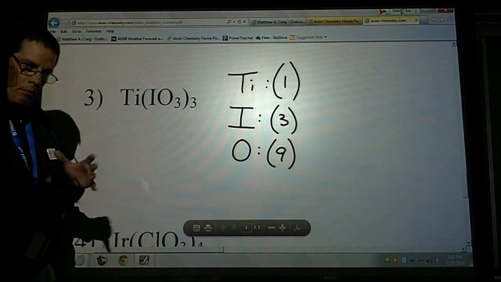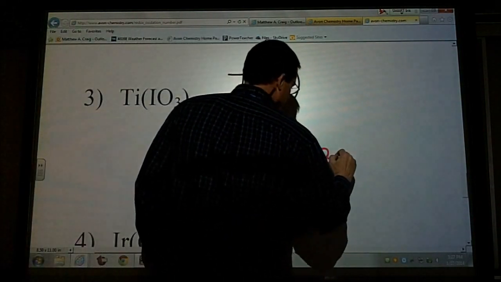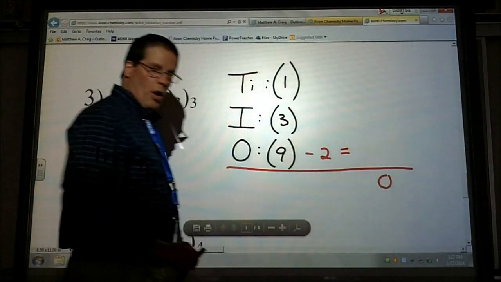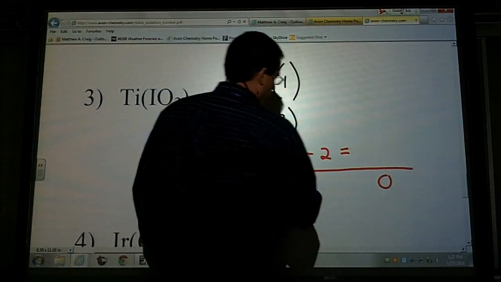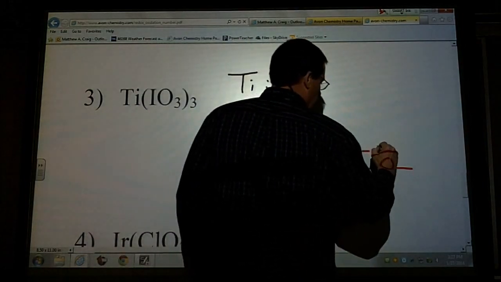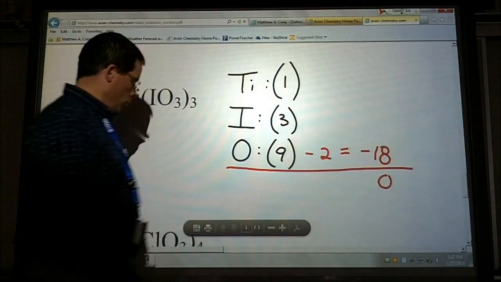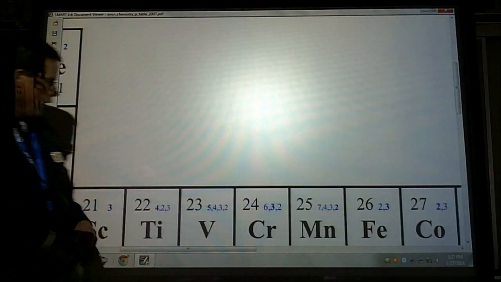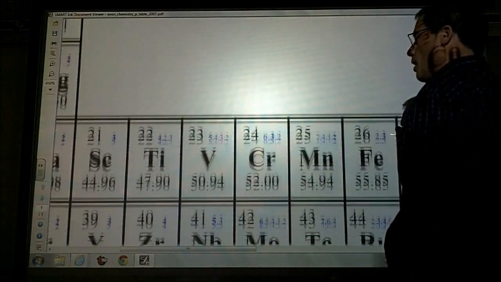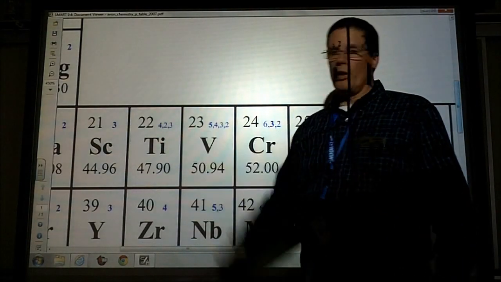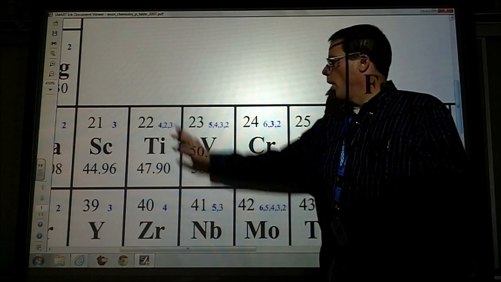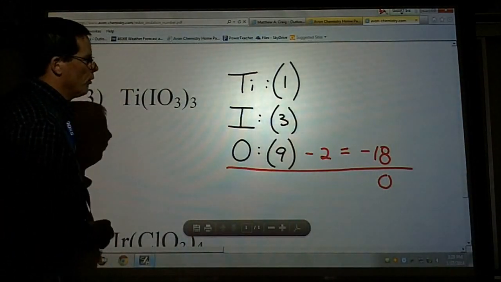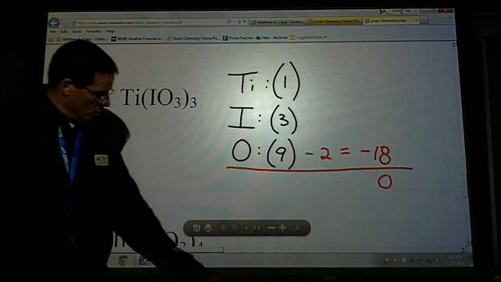Again, oxygen has a -2 charge. Very good. And in every single one of these problems, the total charge will be 0. So I know that 9 times -2 is -18. Okay. So looking at titanium, which is here. Titanium can either be a +4, a +2, or a +3. And don't freak out and go, why are those not in order? Don't worry about it. So it can be either +4, +2, or +3. So we're going to figure out what that charge is.